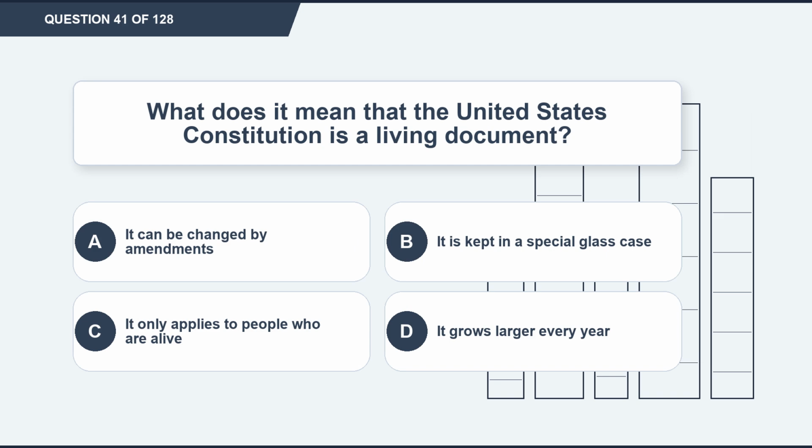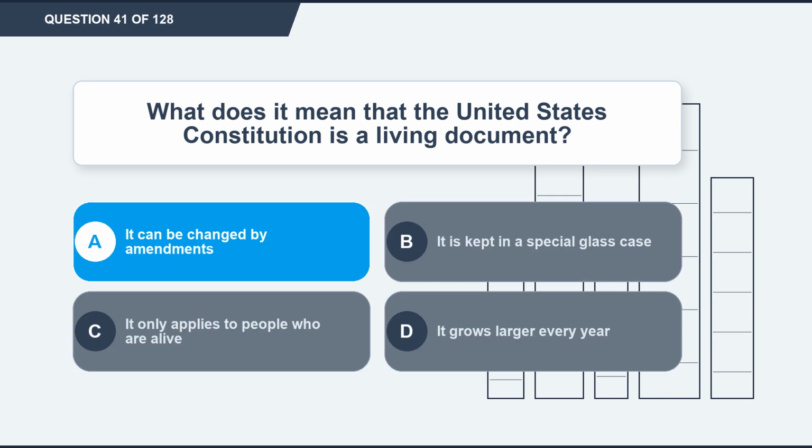Question 41. What does it mean that the United States Constitution is a living document? Option A. It can be changed by amendments. Option B. It is kept in a special glass case. Option C. It only applies to people who are alive. Option D. It grows larger every year.